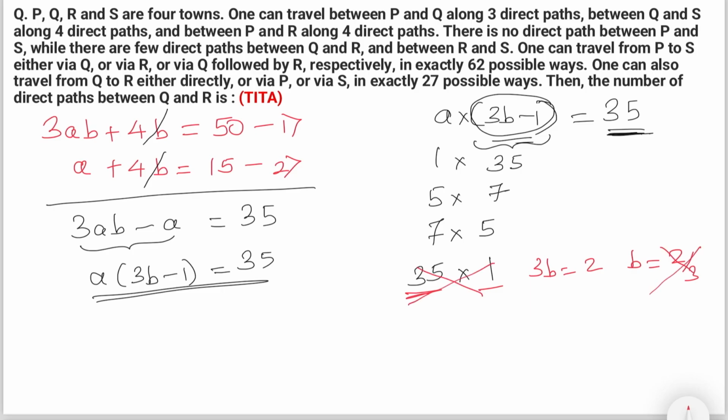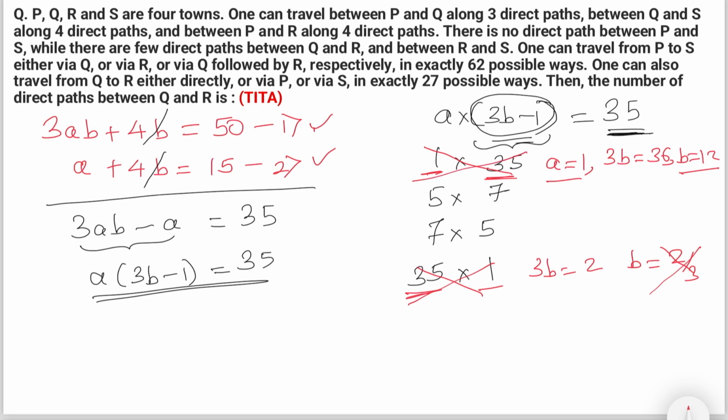If you look at the first possibility, I will write A as 1, and if 3B minus 1 is 35, 3B will be 36, or B will be equal to 12. Now this looks like a fairly right solution, but the problem is if I substitute these values, A as 1 and B as 12, in either of the equations 1 and 2, they will not satisfy them, right? So this particular case also needs to be ruled out.